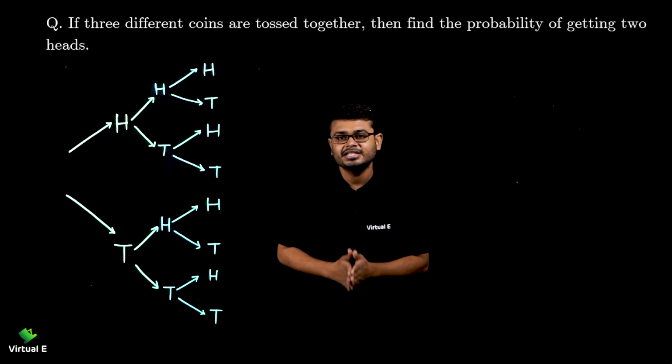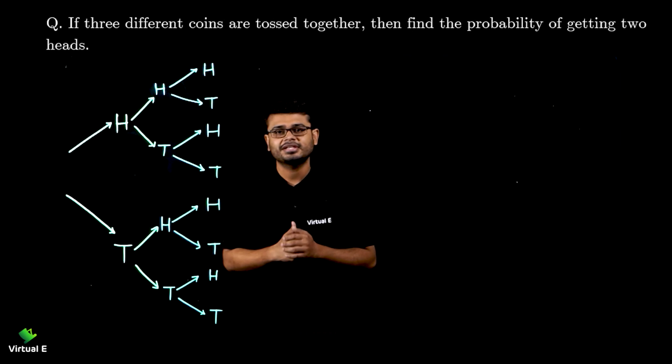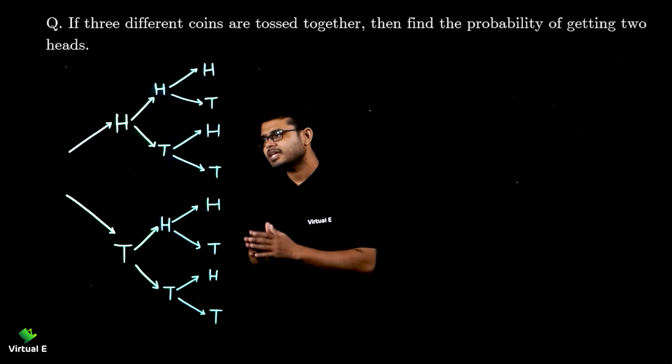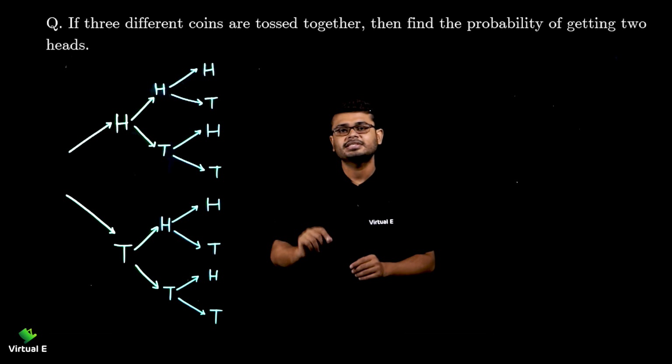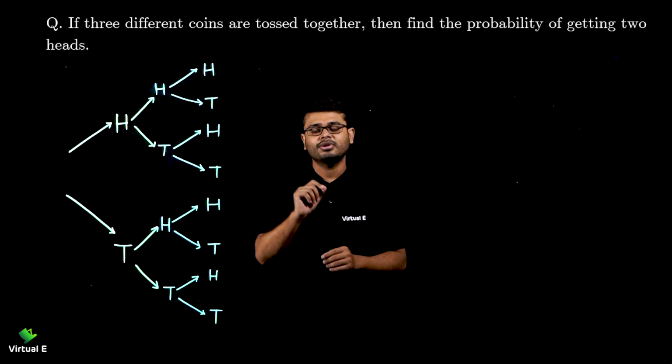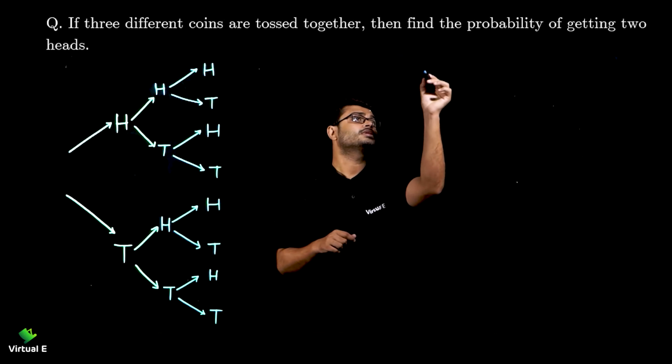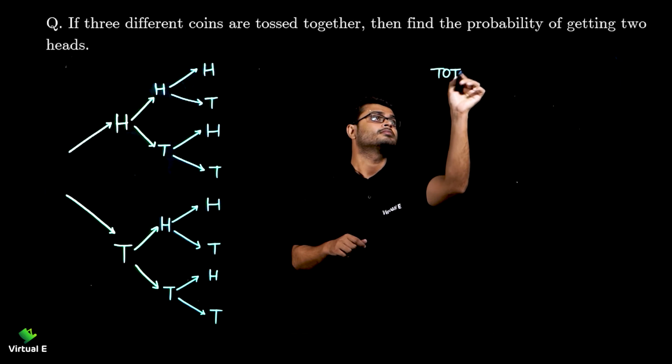So let's discuss the case with 3 coins. Previously we discussed a case with 2 coins. Now let's discuss with the 3 coins. So before we discuss anything, the most important thing is getting the total number of outcomes. So let's start with this one. Total number of outcomes.